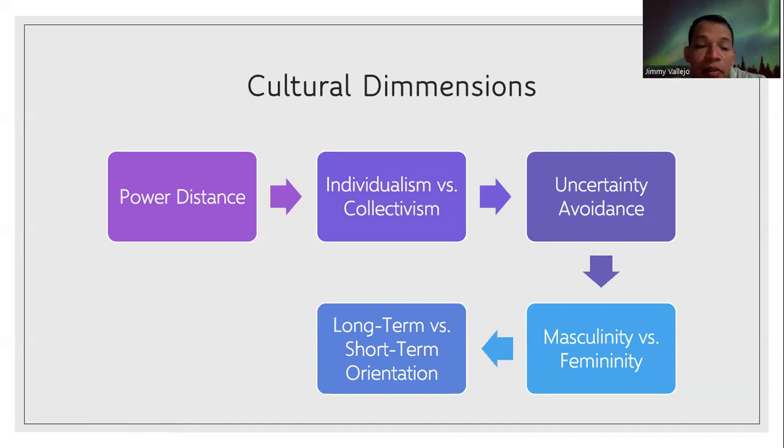The definition of power distance refers to the degree to which less powerful members of a society accept and expect that power is distributed unequally. The second one is individualism versus collectivism.